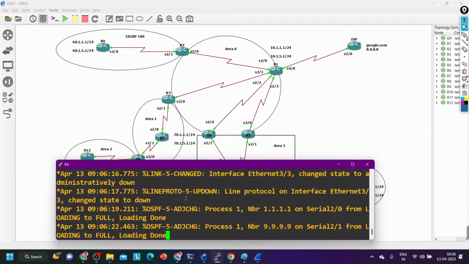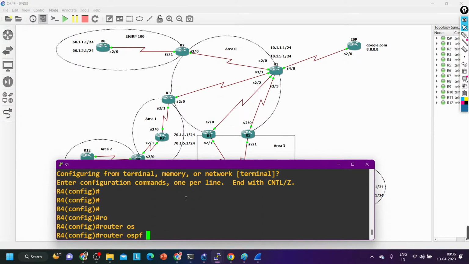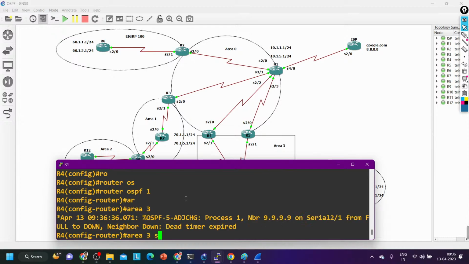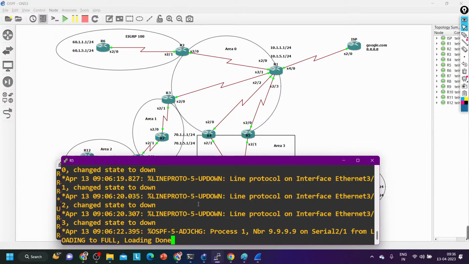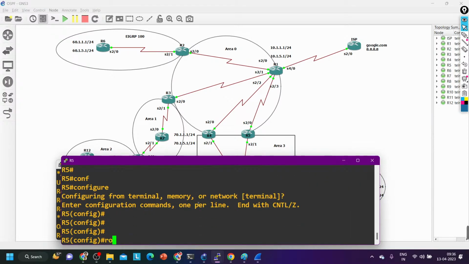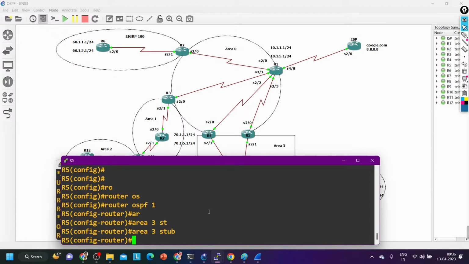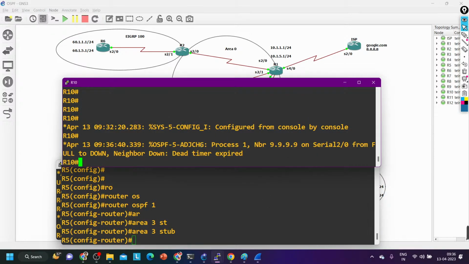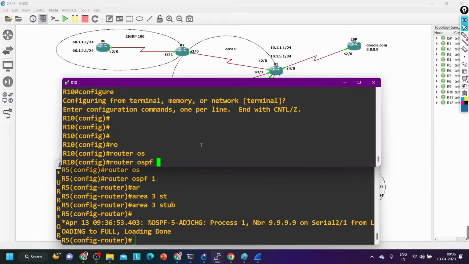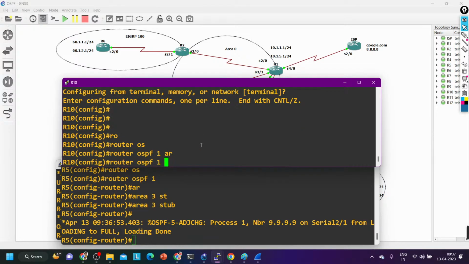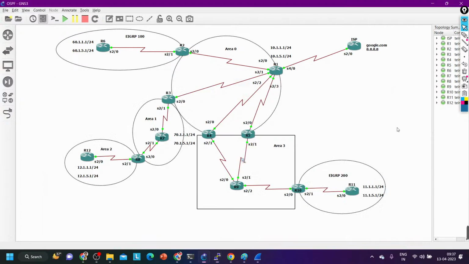So on router number 4 also, let me say router OSPF 1 and area 3 is your stub area. Done. On router number 5 also, config T, router OSPF process ID 1, and area 3 is stub area. And on router number 10 also, config T, router OSPF 1, area 3 is your stub area.